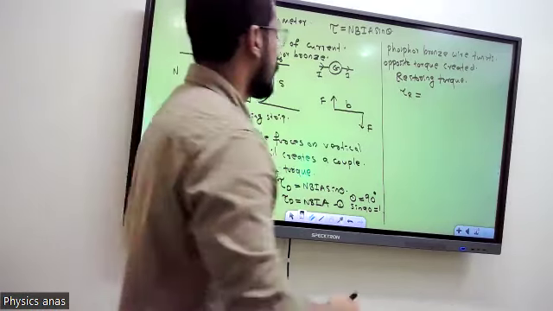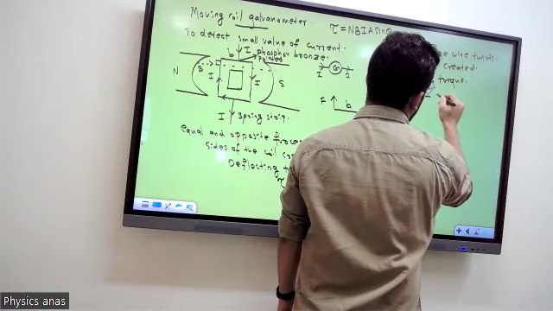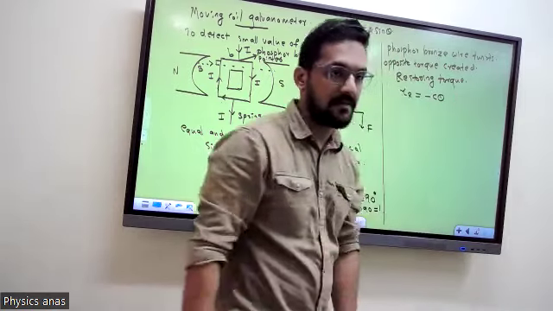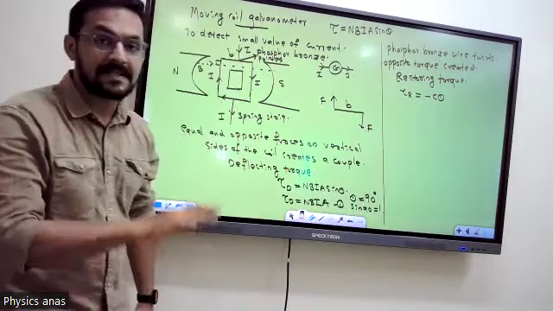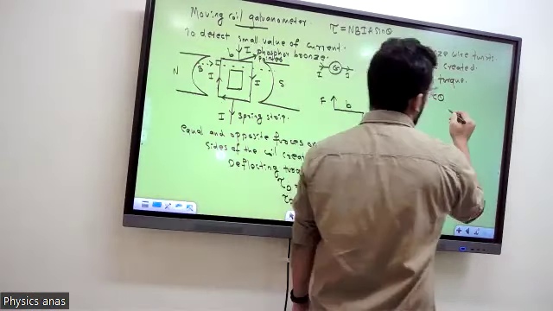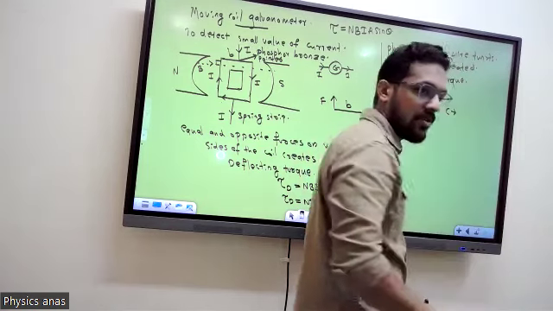You should study this by heart. Restoring torque has this equation: minus C theta. C is a constant. It is called a torsion constant.